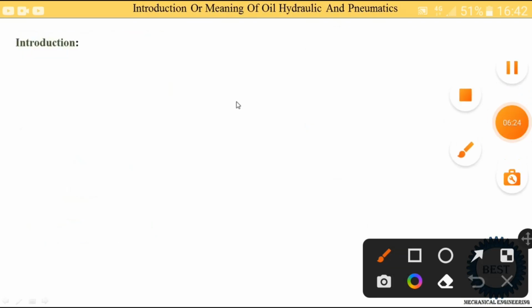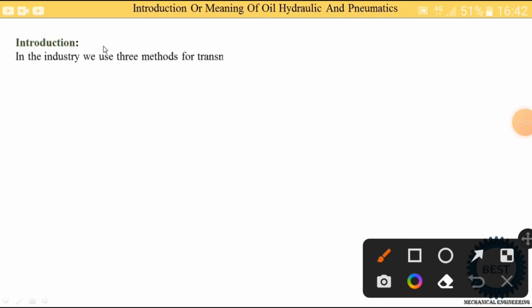Now we understand the introductions of the hydraulics and pneumatic subjects. When you visit any industries, power transmitting systems are required. In any machines, the power transmission is there. Generally, three methods are used for transmitting the power from one point to another. The first method is the mechanical transmission.